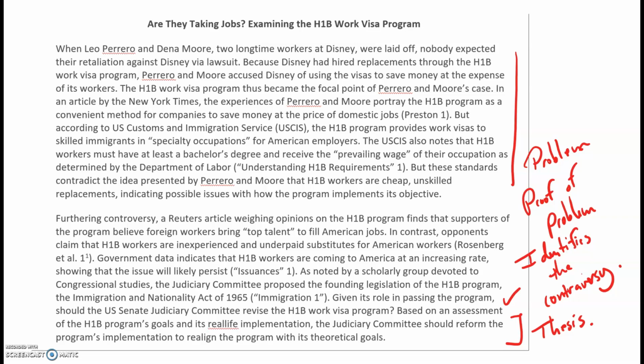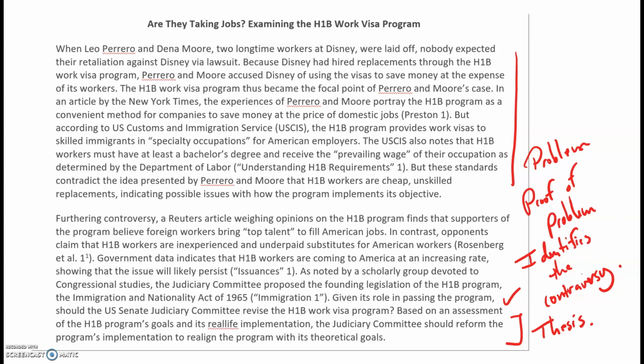But according to U.S. Customs and Immigration Service, the H-1B program provides work visas to skilled immigrants in specialty occupations for American work employers. The USCIS also notes that H-1B workers must have at least a bachelor's degree and receive the prevailing wage of their occupation as determined by the Department of Labor. But these standards, the idea presented by Pereiro and Moore that H-1B workers are cheap, unskilled replacements, indicating possible issues with how the program implements its objectives.